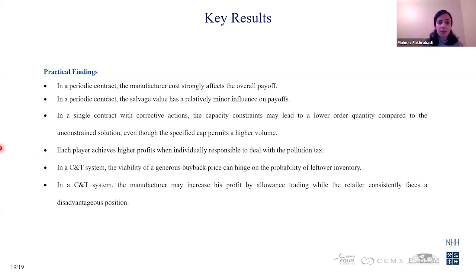In a cap and trade system, the manufacturer may increase his profits by allowance trading, but the retailer consistently faces a disadvantageous position.